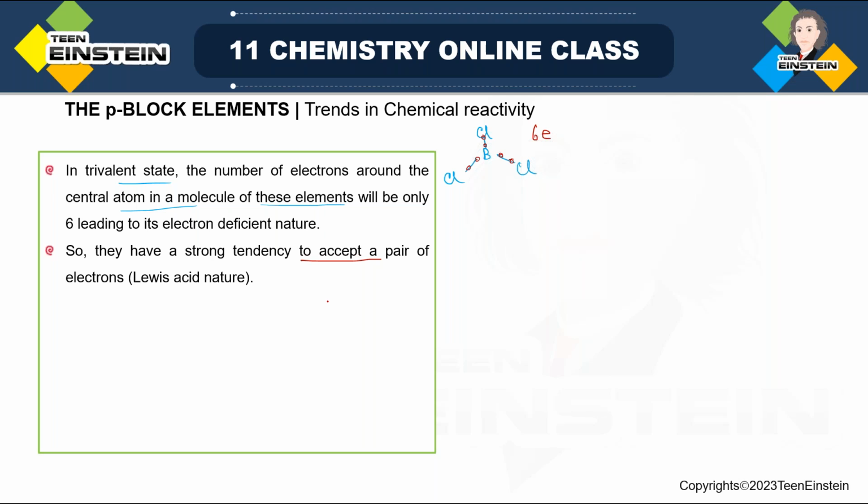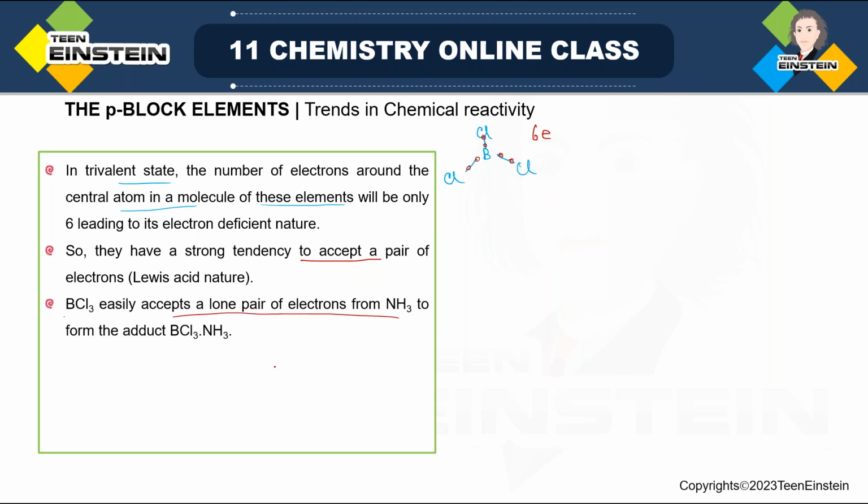Lewis acid character means any species you can call a Lewis acid if it is accepting a pair of electrons from some other species. So if this tendency is very high, that means the Lewis acid nature is also very high. So in BCl3, you can expect some Lewis acid nature. And now in the reaction we are going to see, we will find this Lewis acidic nature. BCl3 easily accepts a lone pair of electrons from ammonia, and it forms an adduct like this. Any adduct, we represent it in this way: BCl3 dot, then ammonia.